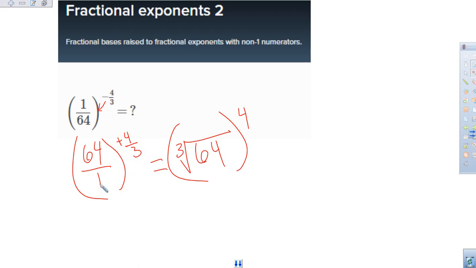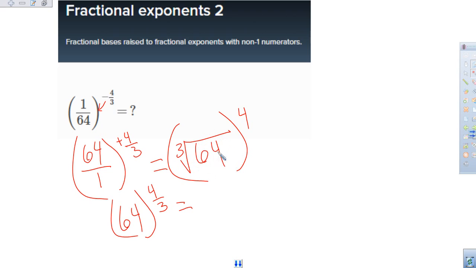And 64 over 1, we could just rewrite this as 64 to the 4/3, right? Because the one you can cube it, take the cube root of it, and then take it to the 4th power, and it's still going to be 1. So that's the same thing here, right? 64 to the 4/3 is equal to the cube root of 64 raised to the 4th power.